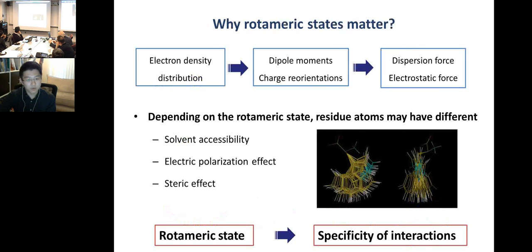So from the perspective of quantum mechanics, the electron density distribution around each nucleus can vary depending on the molecular conformation. The change in electron density distribution may result in varied dipole moments and induce charge reorientation, which are reflected by dispersion forces and electrostatic forces. Therefore, depending on the rotamer state, residue atoms may have different solvent accessibility, electric polarization effect, as well as different steric effect. So in this research, as I said, I hypothesized that the rotamer state of residues politically affect the specificity of interactions within protein structures.